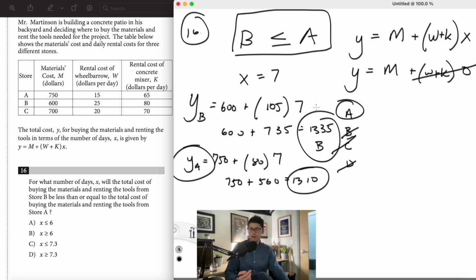So hopefully that makes sense to you. The big idea here was using values that were easy to work with. 0 helped us get rid of 2 answer choices. And then the big question was, do we want 7 to work or not to work, right? So hopefully that helps.